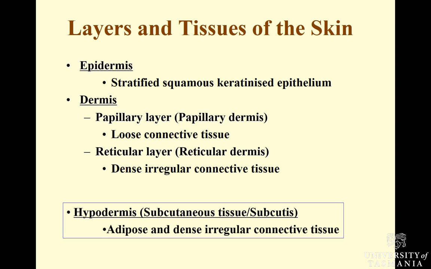And then not part of the skin, it's not a constituent of the skin but of the larger integumentary system. Beneath the epidermis and dermis we find the layer of hypodermis, which is often referred to as subcutaneous tissue or the subcutis. And that's largely made up of adipose tissue and also dense irregular connective tissue.